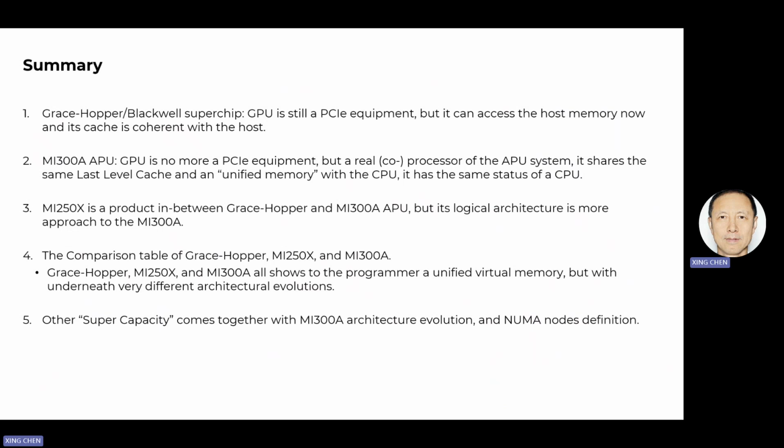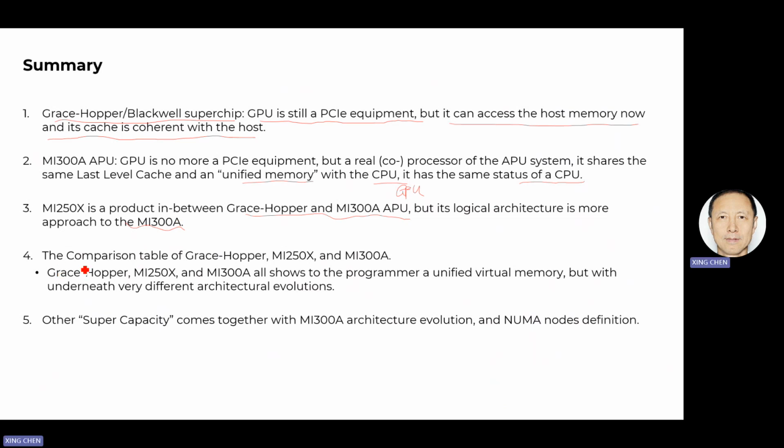So we need to do the summary for this section. We had a look at the Grace-Hopper Blackwell superchip. The conclusion I draw is that the GPU is still a PCIe equipment, but it can access the host memory and its cache is coherent with the host. The MI300 APU GPU is no more a PCIe equipment, but a real co-processor of the APU system. It shares the same last level cache and a unified memory with the CPU. I mean, the GPU has the same status as the CPU. MI250X is a product in between Grace-Hopper and the MI300 APU, but its logical architecture is closer to the MI300A.